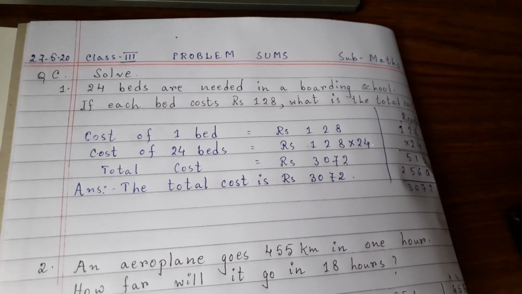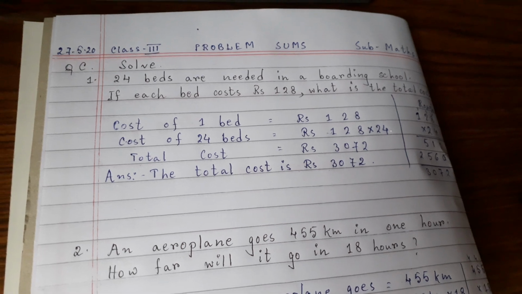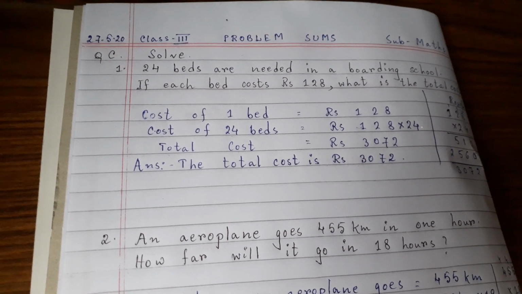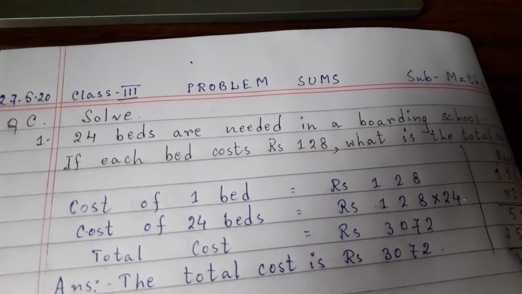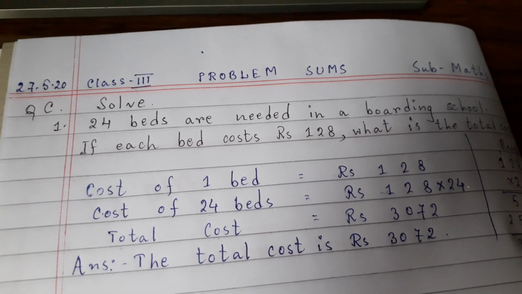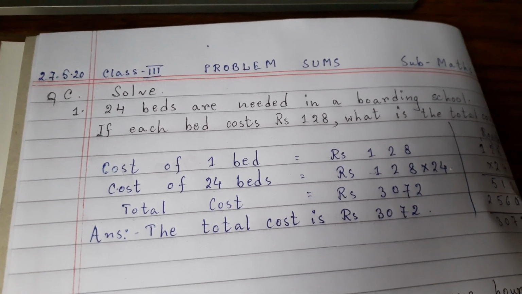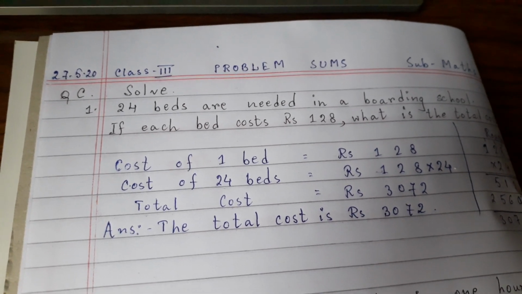So, how many beds are there? There are 24 beds. And what is the cost of one bed? Look at the line: if each bed costs rupees 128. Each means how many? 1. So one bed costs rupees 128.